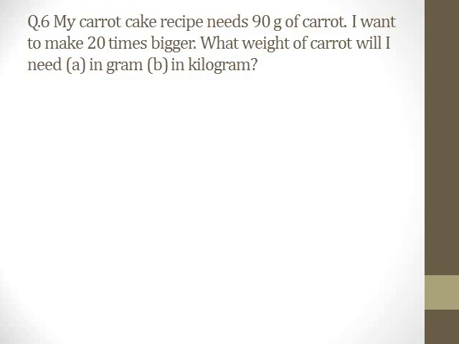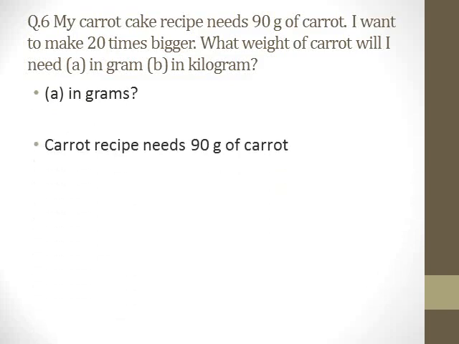And you have to find out the weight of carrot in grams also and in kilograms also, and the given weight is 90 grams for a simple cake. So whenever you read the words times bigger, you always go for multiply, because when you are making a simple cake, it obviously needs 90 grams of carrot. When you make it bigger, obviously you need more carrot than 90 grams, so you are going to multiply it. Let's start working for grams.